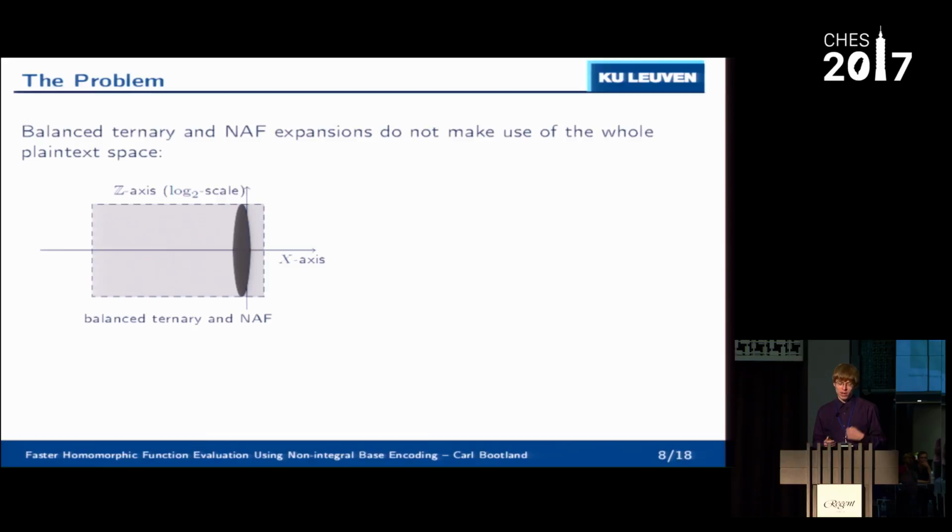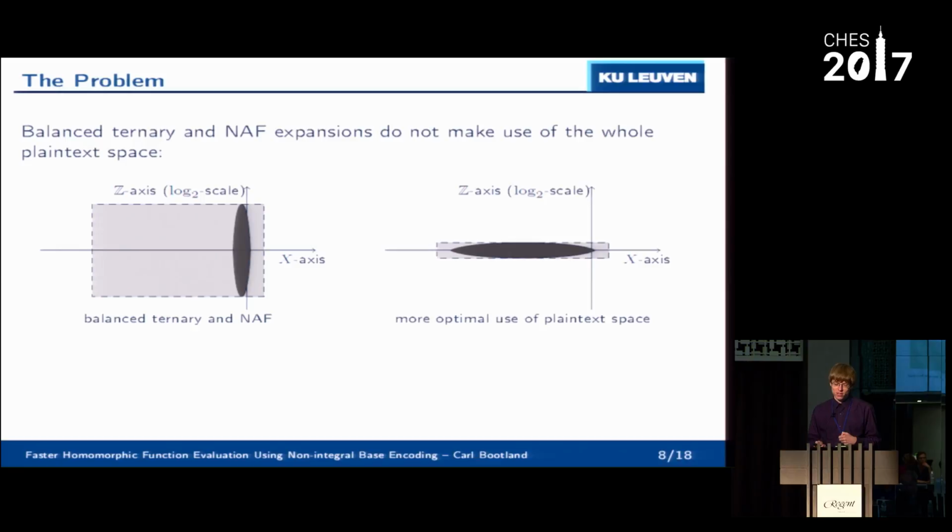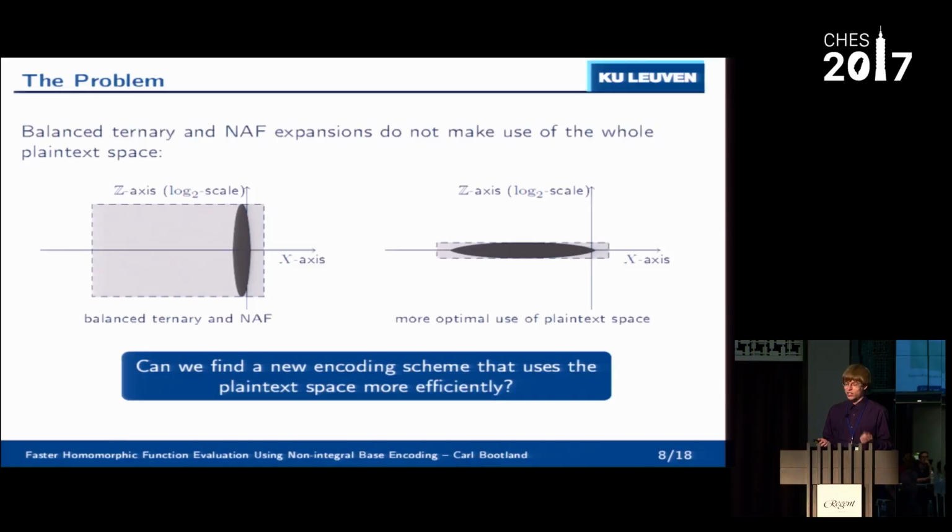So in previous work, they used balanced ternary or NAF expansions. But the problem with these expansions is they do not make full use of the plaintext space. So here, for example, the plaintext space is shown by the shaded box. And actually, the encodings only fill the shaded ellipse here. And we see that we do not use the full width of the box, which comes from the security requirements. What we'd much prefer is something that looks like this, much flatter, and it uses the full width of the box. So the problem is, can we find such an encoding scheme which uses the plaintext space more efficiently?